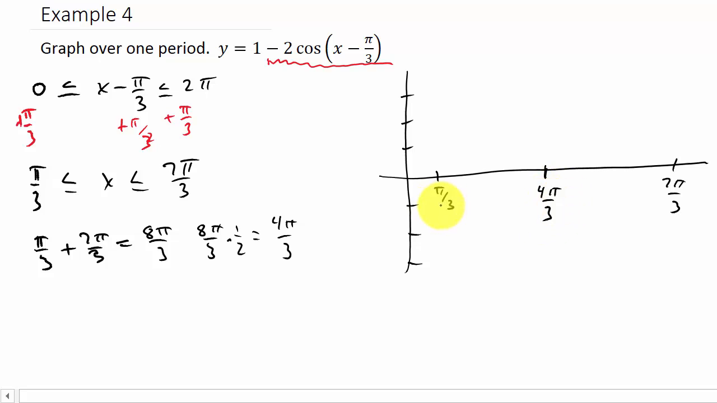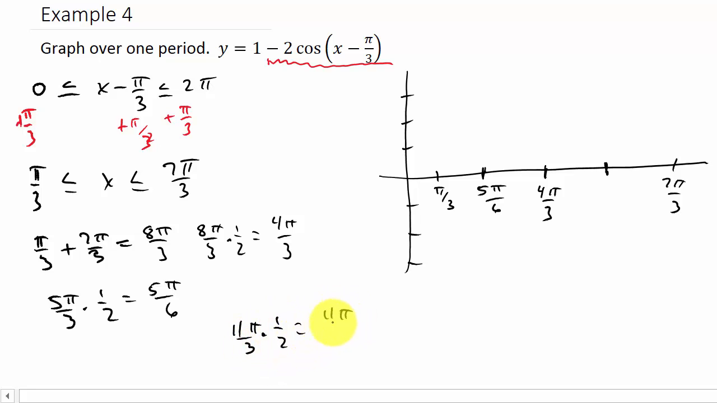And then I have pi over 3 plus 4 pi over 3 to get this midpoint. That's what? 5 pi over 3. Multiply that times a half, so that's 5 pi over 6. So that would be 5 pi over 6. And then here I have 4 pi over 3 plus 7 pi over 3. That would give me 11 pi over 3. Multiply that times a half, so that's going to give me 11 pi over 6. So that's 11 pi over 6.